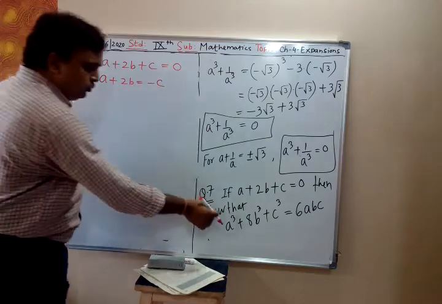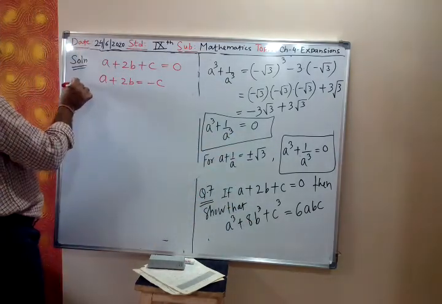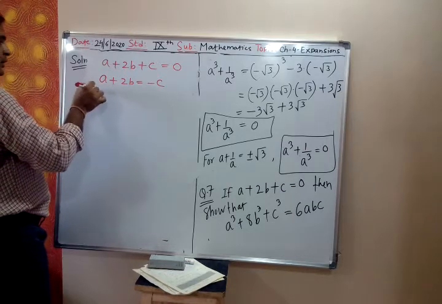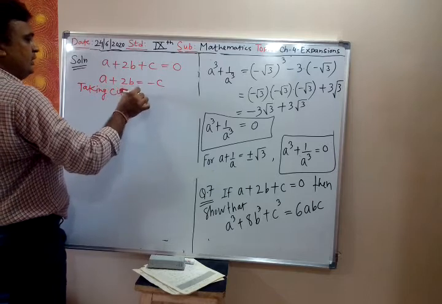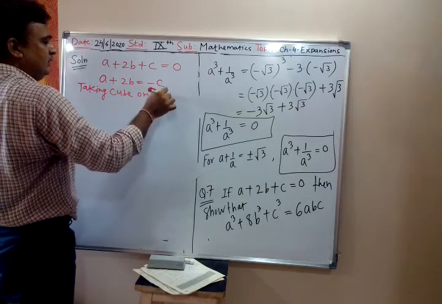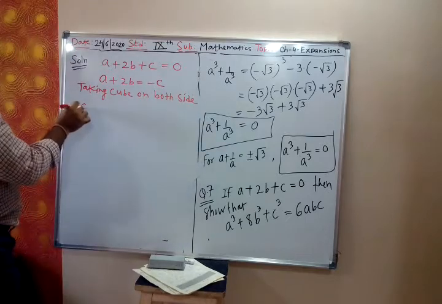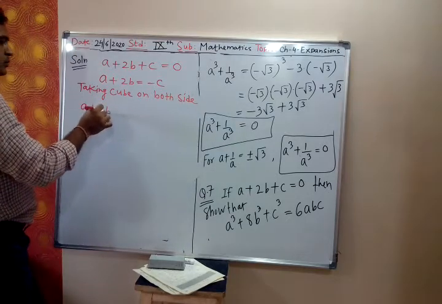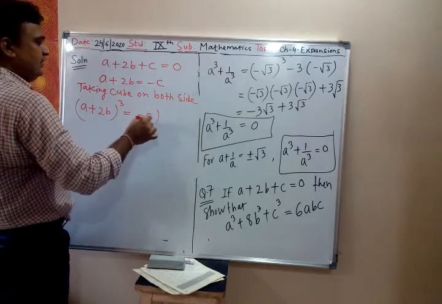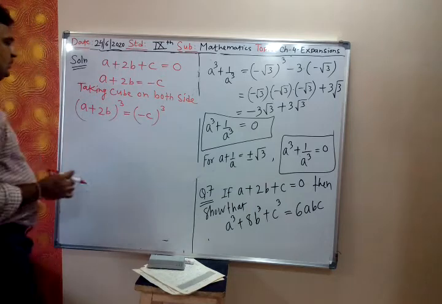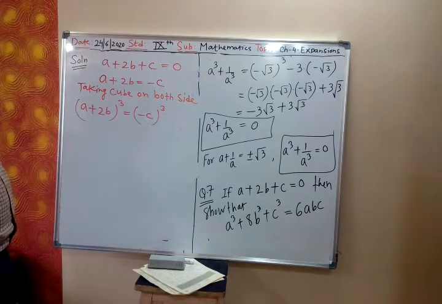Now it is cube, a cube and 8b cube. So taking cube on both sides, we will get a plus 2b whole cube is equal to minus c cube.